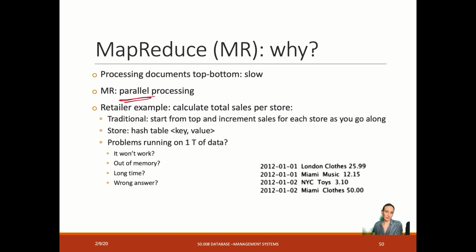So here's an example that we're going to be working with in the labs too. We have sales files, which are very simple text files, which have a date, a store location, item, and the sales amount. So traditionally, if we want to get the total sales per store, for instance, the total sales for the Miami store, we're going to go to the top of this file and all the way down to the bottom. We add to the total each time a sale in Miami occurs. But what if your text file is 1 terabyte of data?